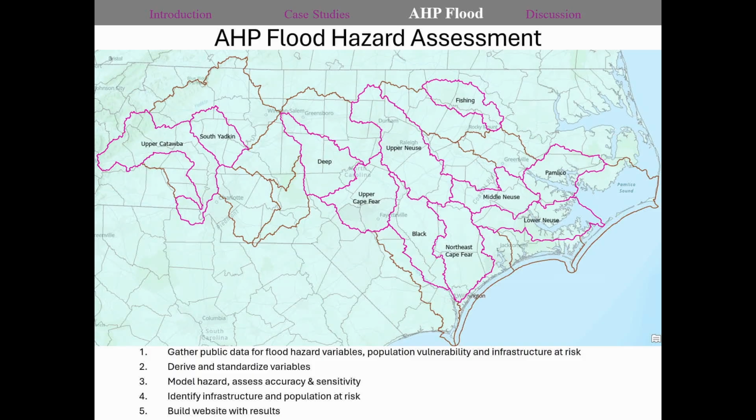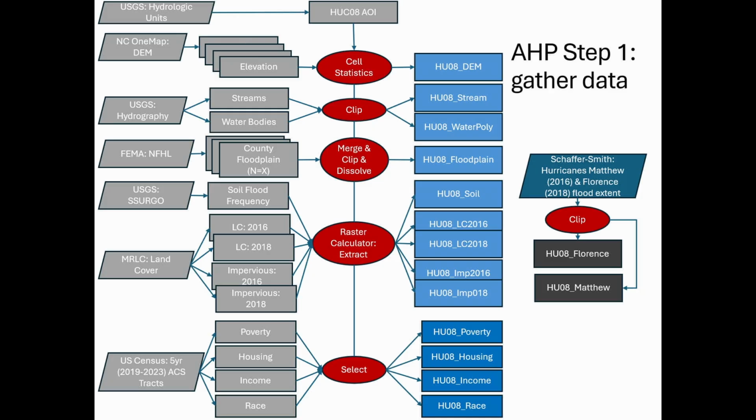This is a model, the analytical hierarchical processing method, that I'm implementing now. It's in our classrooms. The students are each doing one of these watersheds that's outlined in magenta. Here's the data that's being collected. On the left are all of the data sources. All of these data are being processed to produce variables that are indicative or important according to the literature for flooding. Ultimately, that flood risk assessment is going to be compared to the extents from Florence and Matthew.